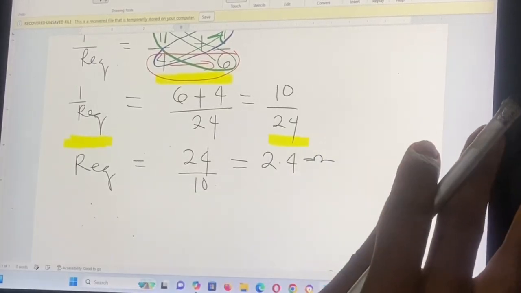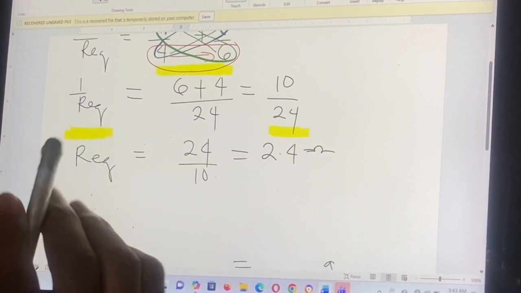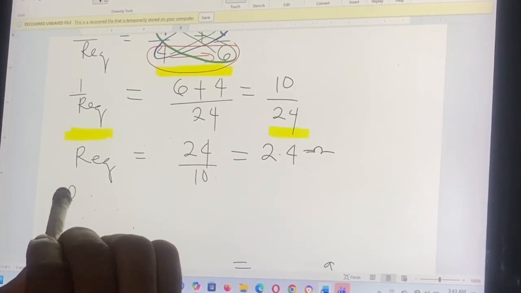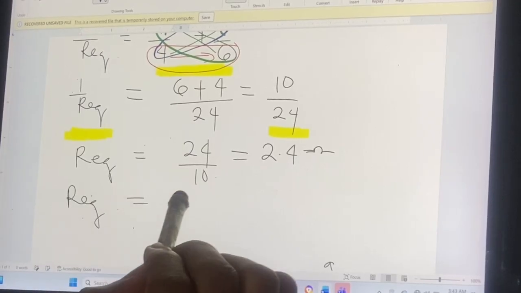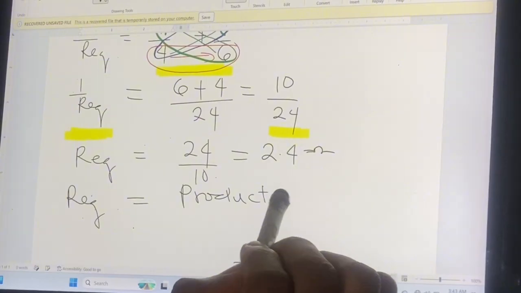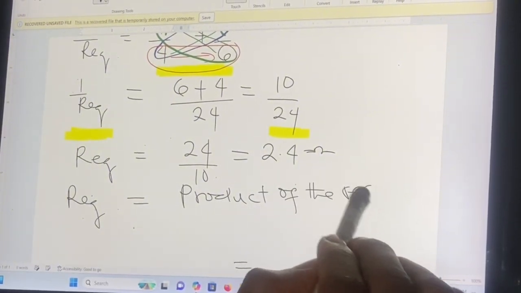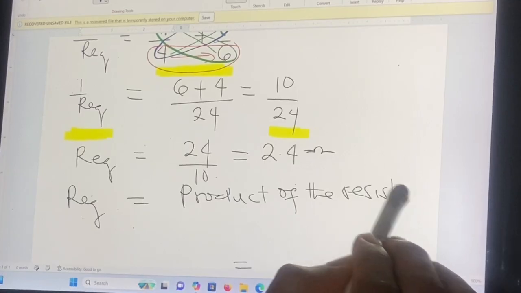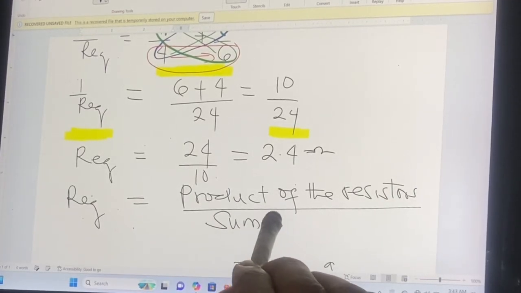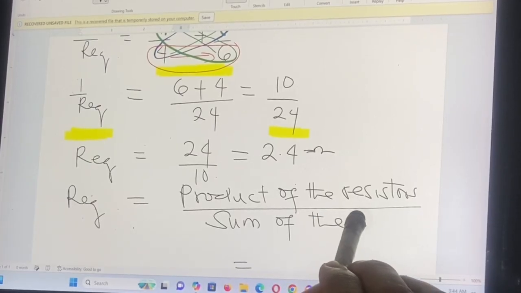The shortcut here to solve parallel resistors is this: R equivalent is equal to the product of the resistors over the sum of the resistors.